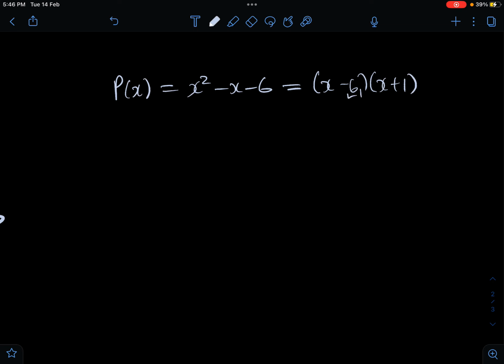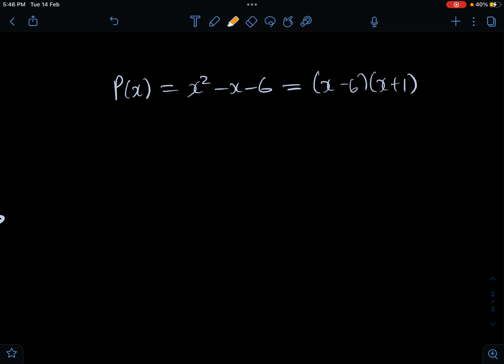So 6 here, if we sub it in, p of 6, because it's x minus a, remember, a lot of people get confused on that point. You're essentially just picking the opposite number to whatever you think it should be. If you think it should be negative 6, it should probably be 6. So p of 6 equals 6 squared minus 6 minus 6 equals 36 minus 12 equals 24. So this doesn't equal 0.